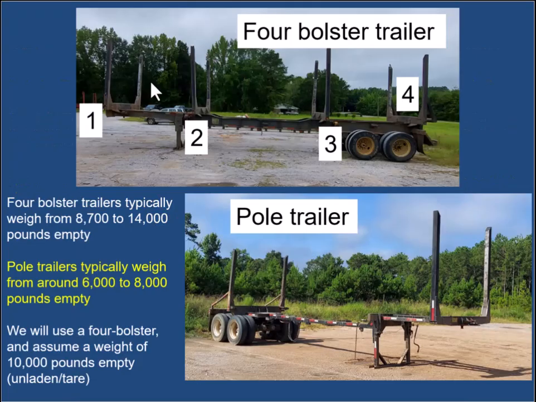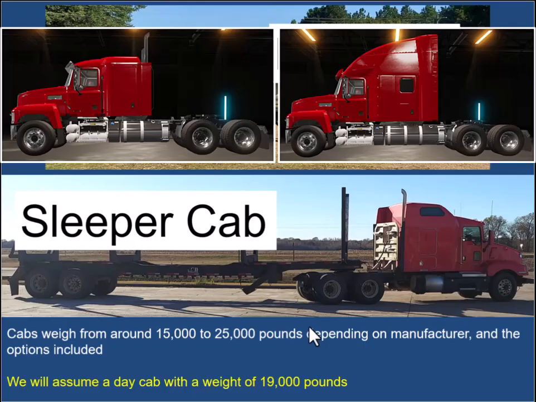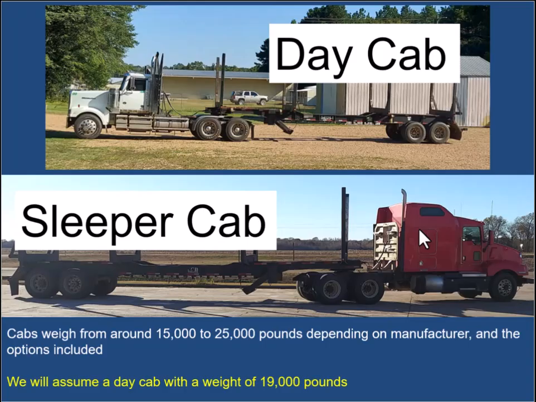So let me talk about 4 bolster trailers, 1, 2, 3, 4, and then your pole trailer. And you can see there's less structure to the pole trailer, so they're generally going to weigh less than the 4 bolsters. These are the 2 common types of trailers you'll see in the southern states, southeastern U.S. And we're going to assume a 4 bolster, 10,000 pounds, the unladen tare weight when it's empty. Then you have your day cabs and your sleeper cabs, and these can vary. It also varies by the manufacturer. There's a variety of sleeper options that can impact, once again, that unladen tare weight.